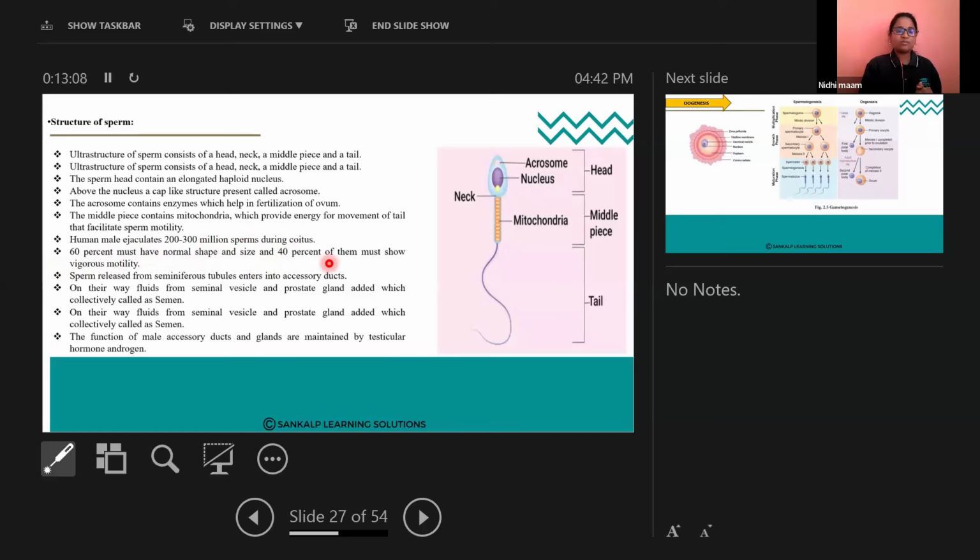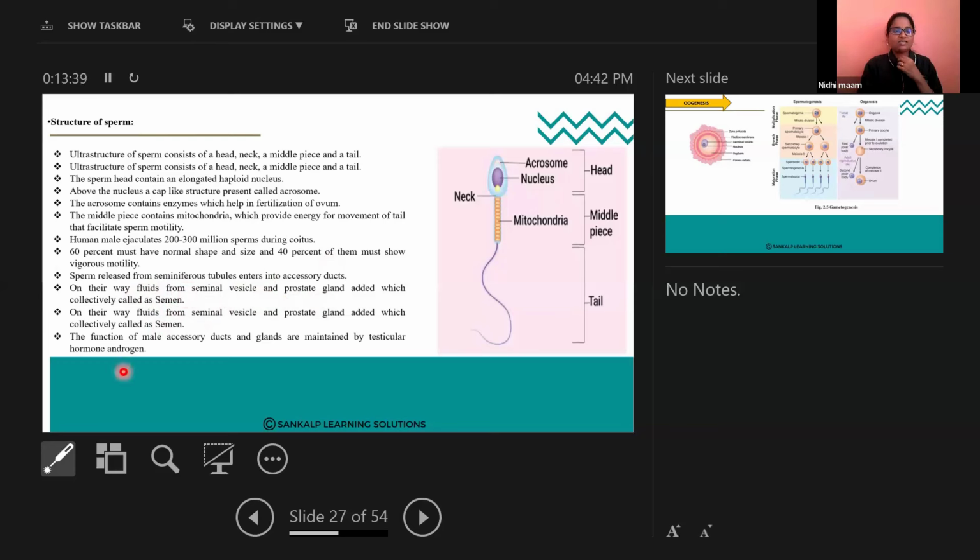Sperm released from seminiferous tubules enter into accessory ducts. Accessory ducts are the rete testis, vasa efferentia and epididymis. So they will reach the accessory ducts. On their way they receive fluids from the prostate gland as well as the seminal vesicle. Together with seminal plasma, the sperms are collectively called semen.